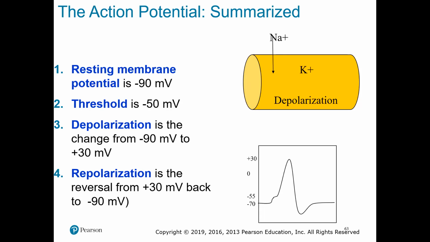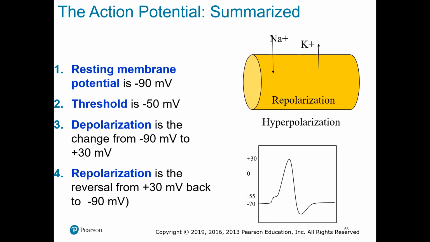Sodium goes in, we depolarize the cell up to plus 30. At plus 30, the sodium gates shut and the potassium starts going out on the open gates. And by sending the potassium out, this will bring us back down to minus 90. And we're ready to do the whole thing again.